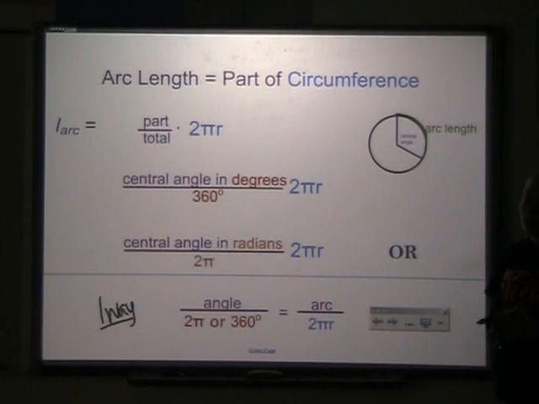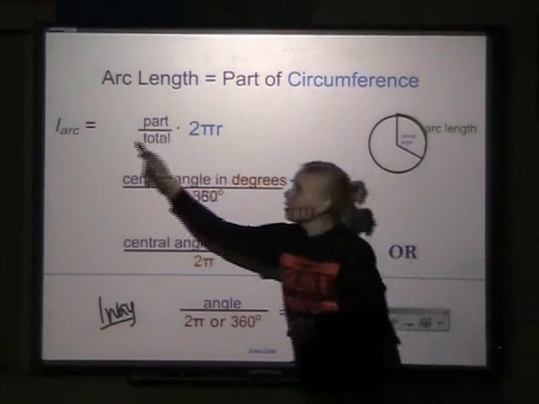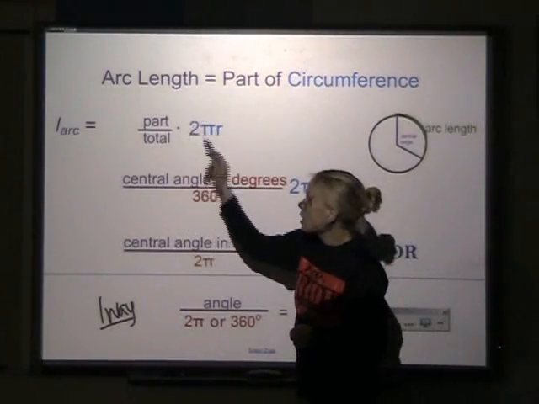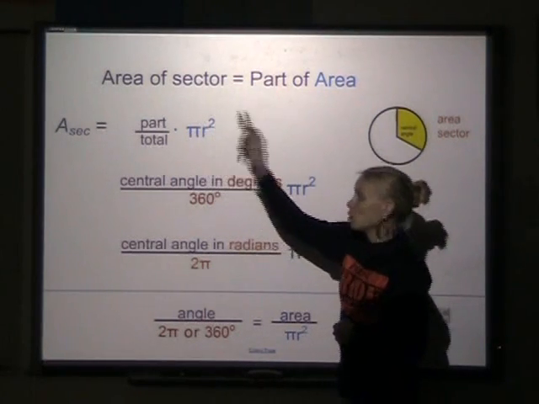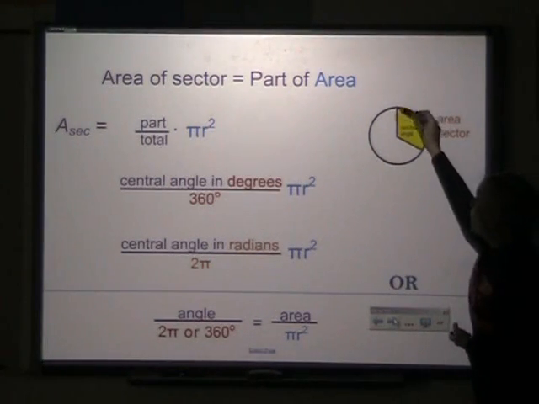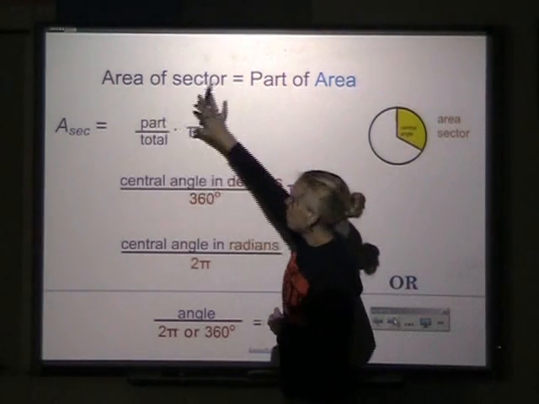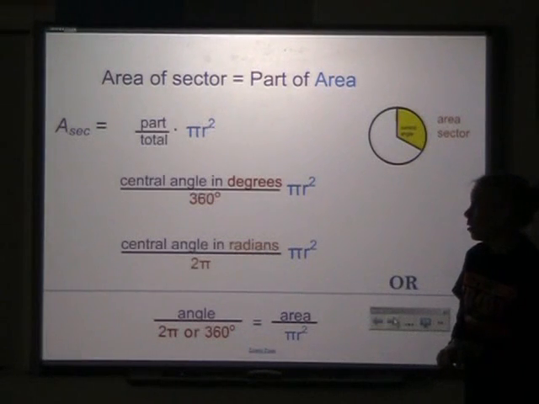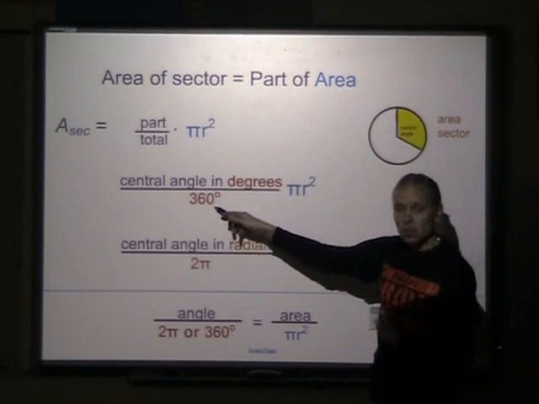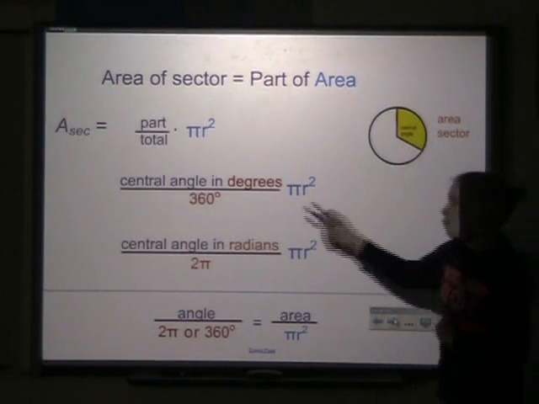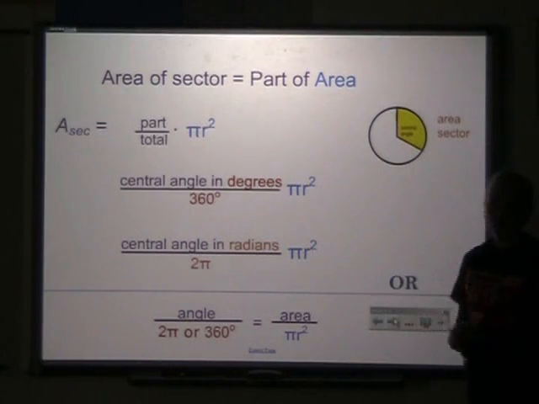The area formula looks very similar. So now if I'm looking for the area of this, it looks very similar to this, except for instead of circumference, I'm going to use the area formula, pi r squared. So again, I'm finding a fraction of the area. What part over the total times pi r squared. So if it's in degrees, I'd have, for example, 60 over 360. If it's in radians, I'd have pi over 3 over 2 pi. And then area is the part that I'm finding.